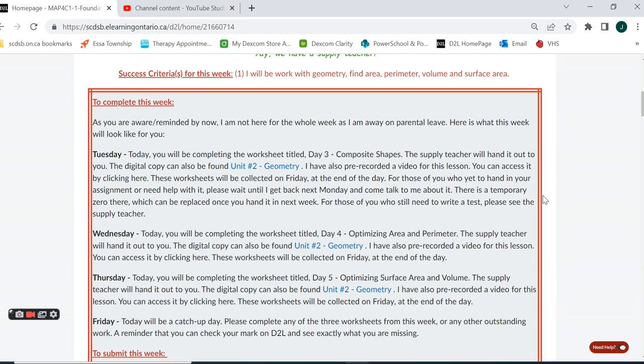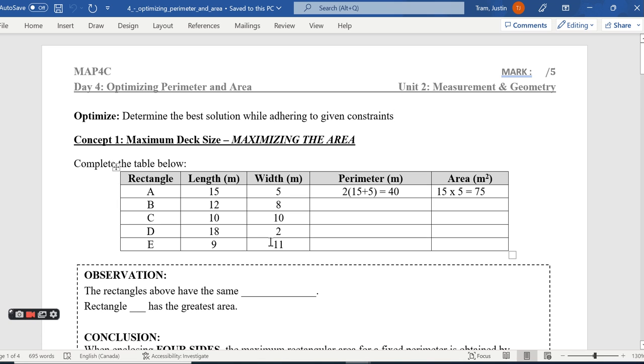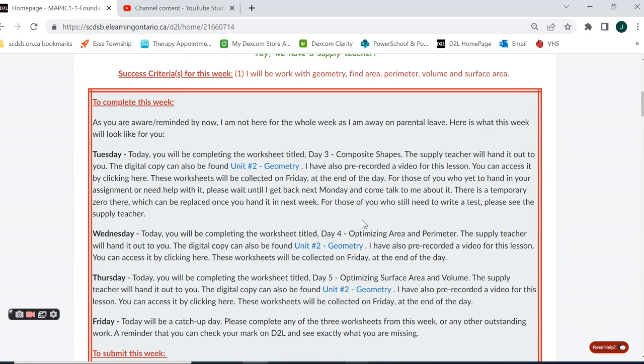Hello. So today is Wednesday, October the 12th. Today we're looking at day four, optimizing perimeter and area.